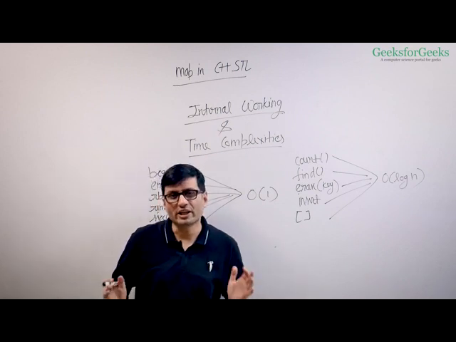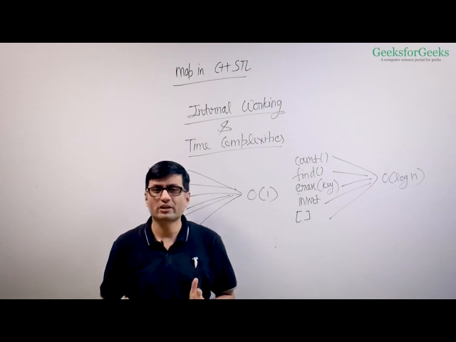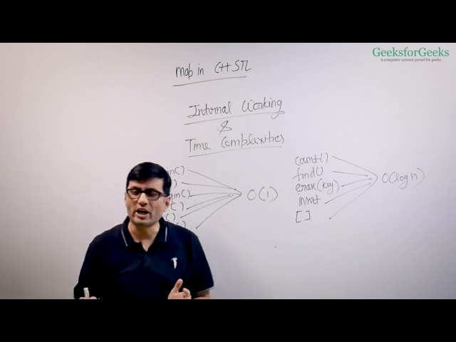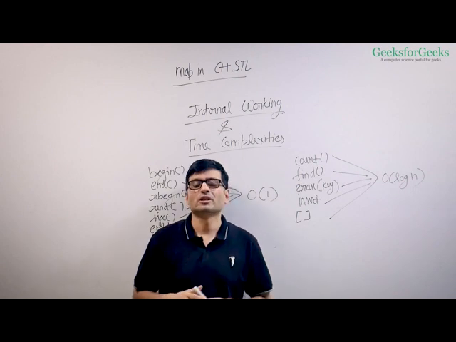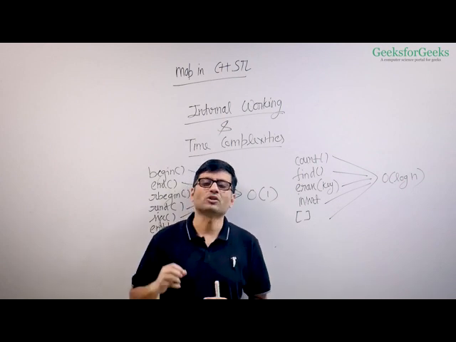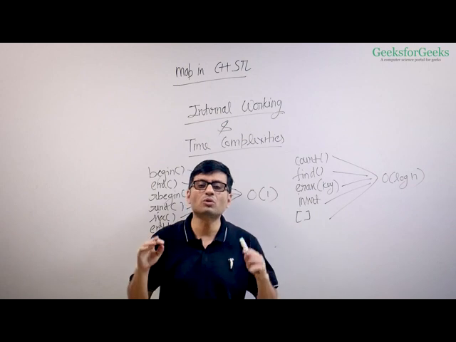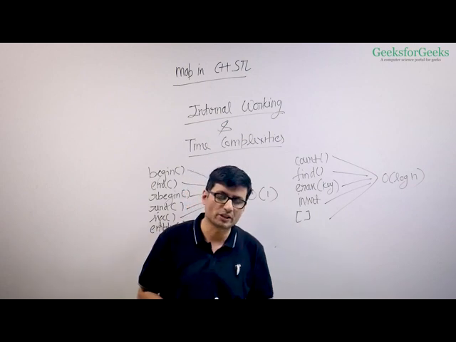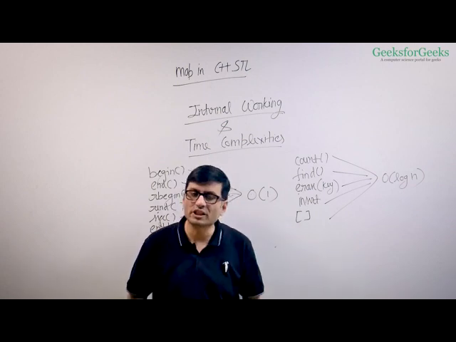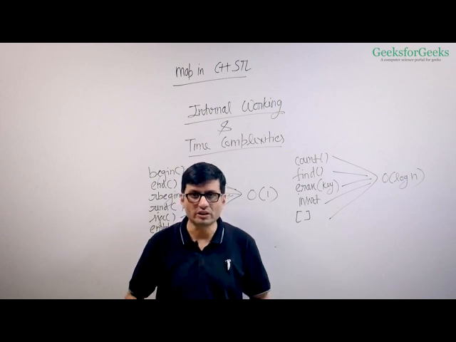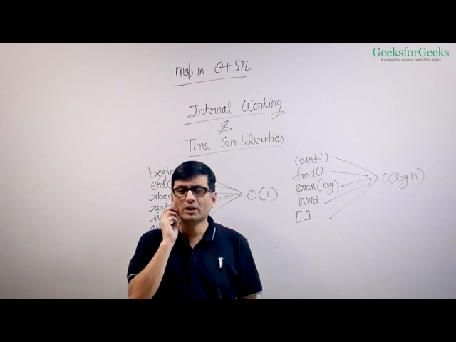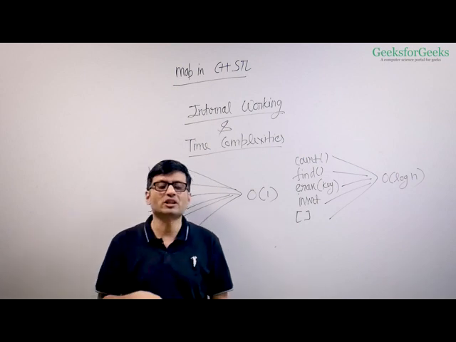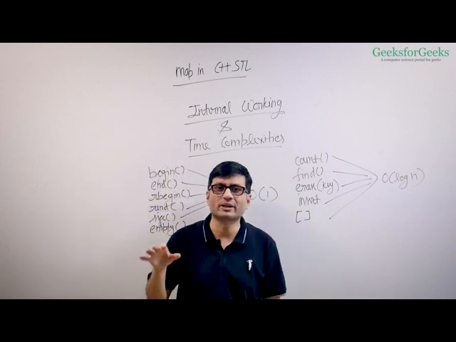Let us now talk about the internal working and time complexities of different operations in a map. Map, like a set, is a red black tree. In a set you had only keys, in a map you have key value pairs. Among the key value pairs, your keys are used to order the items in your red black tree. Most of these functions that we have talked about work on the key: find works on key, count works on key, erase works on key. So the time complexities are all going to be the same as a set.